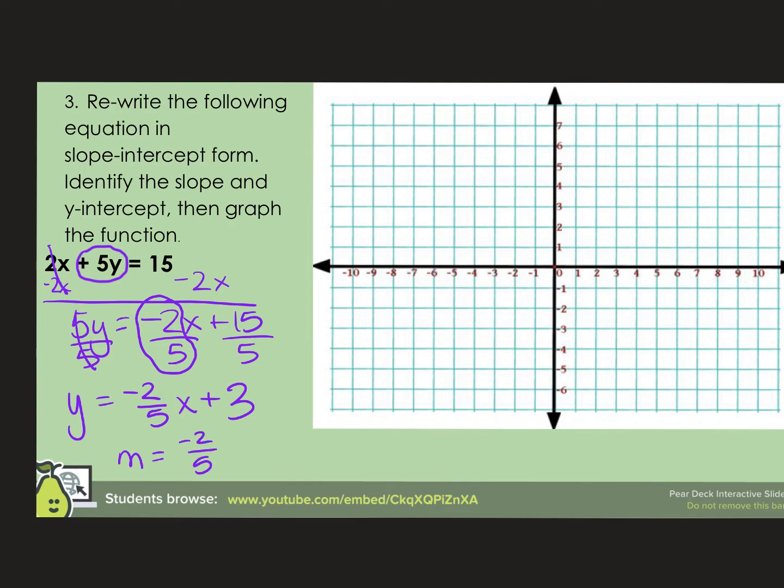So I could go down and right, or I can go up and left. Whichever one you'll have room for. I feel like on this one, we're going to have to go both ways probably. And then our y-intercept is just 3.